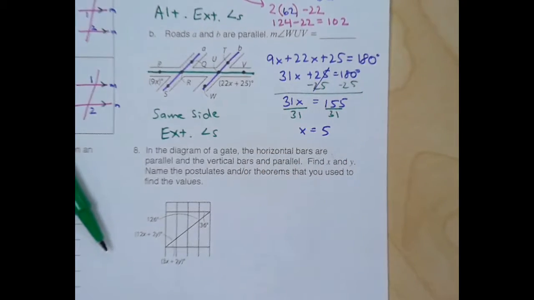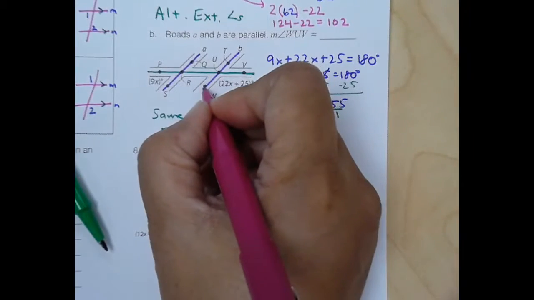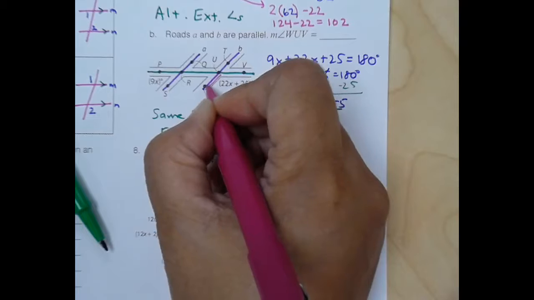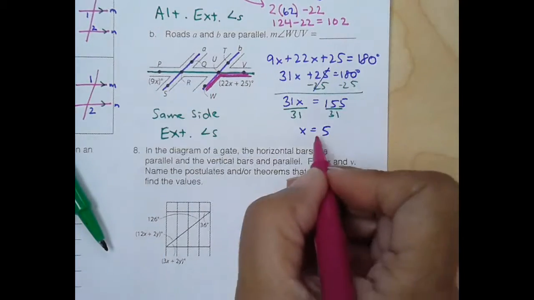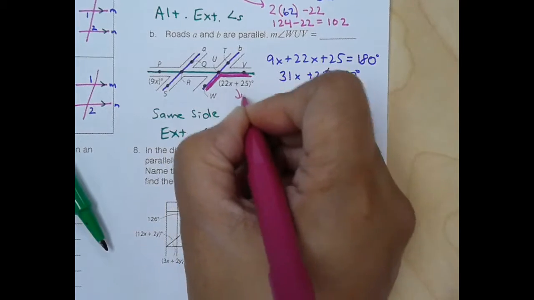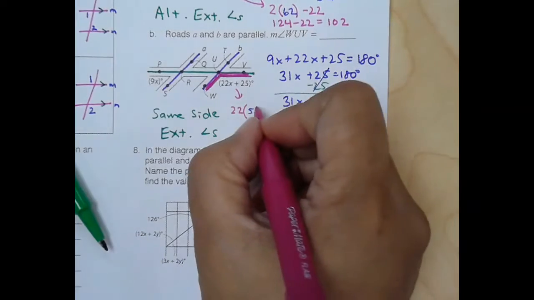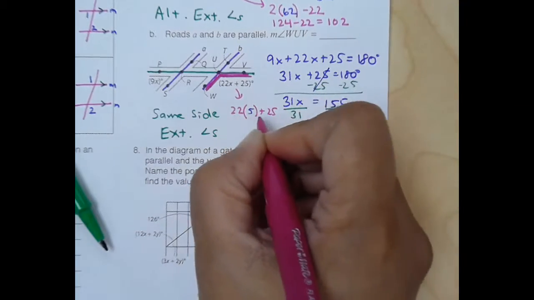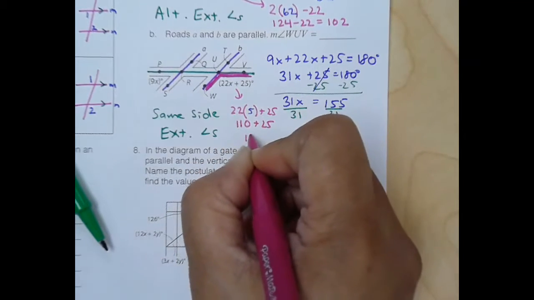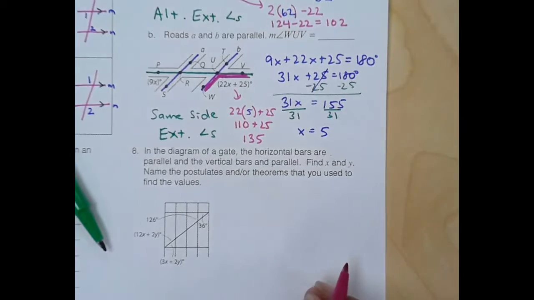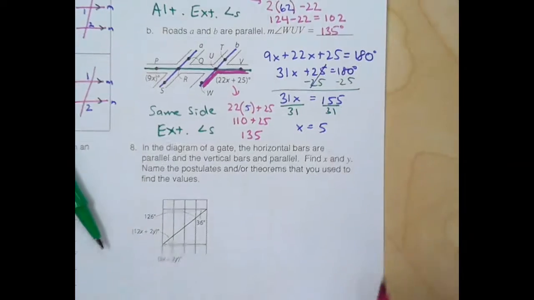Now, it's not solving for x, it's solving for what angle WUV is. So here's W, here's U, and here's V. So the angle that I'm wishing to solve for is this angle right here. To solve for that, I'm going to plug in this 5 in here. 22 times x, which is 5, plus 25. 22 times 5 gets us 110, plus 25 gets us 135. So angle WUV is 135 degrees.